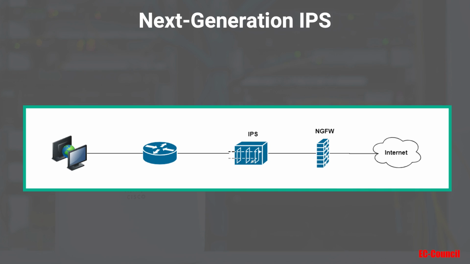So in case something is missed by the firewall, the IPS can be tuned to pick up, detect, and even block such threats before the traffic is sent to the internal network.